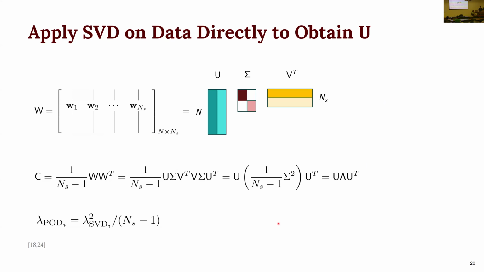Now, I did talk about POD, but it turns out that we are mainly interested in finding the left singular vector U. If you directly apply SVD on the data matrix, you can find U. You don't actually have to calculate C and find the eigenvectors and eigenvalues of C. You can directly do the SVD and find U. However, the eigenvalues for POD are not the same as singular values, and there is a relationship that relates lambda POD with lambda SVD.